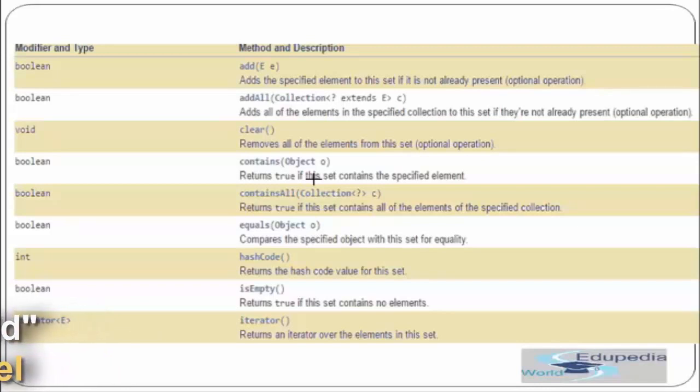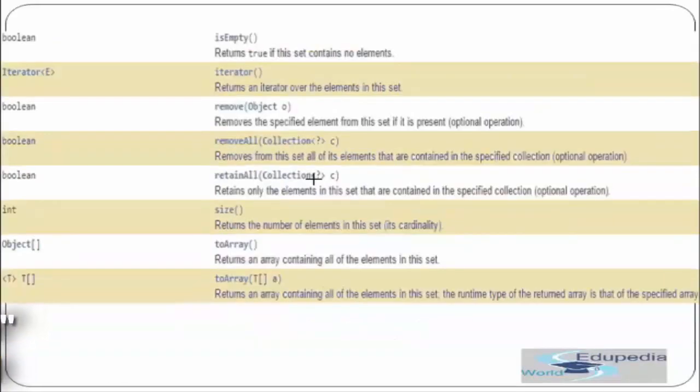Okay guys, so these are some of the methods. Some more methods are isEmpty, which returns true if the set contains no elements. Then we have iterator, which returns an iterator over the elements in this set. That means you can iterate over it, you can traverse through all the elements using the iterator method.